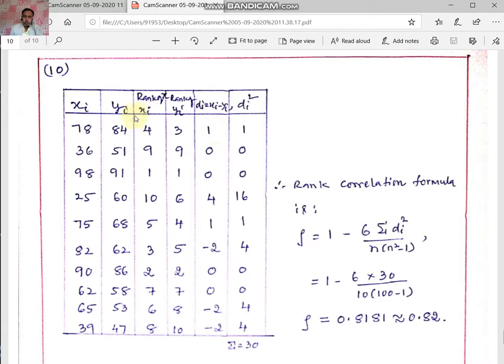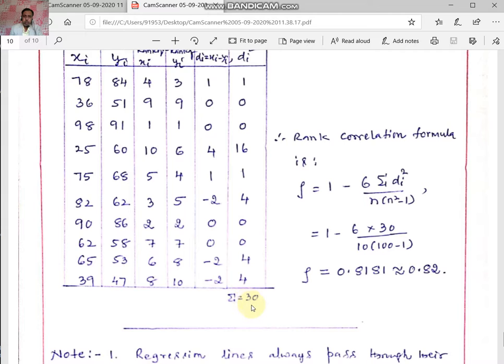Then take the difference of the xi, yi columns. 4 minus 3 is 1. Similarly, all other values, their differences and their squares. Sum it up, sigma di square will be 30. Then use the rank correlation formula: rho is equal to 1 minus 6 times sigma di square by n into n square minus 1. Substitute sigma di square and n value. It becomes rho is equal to 0.8181 or approximately 0.82. So this is called rank correlation.